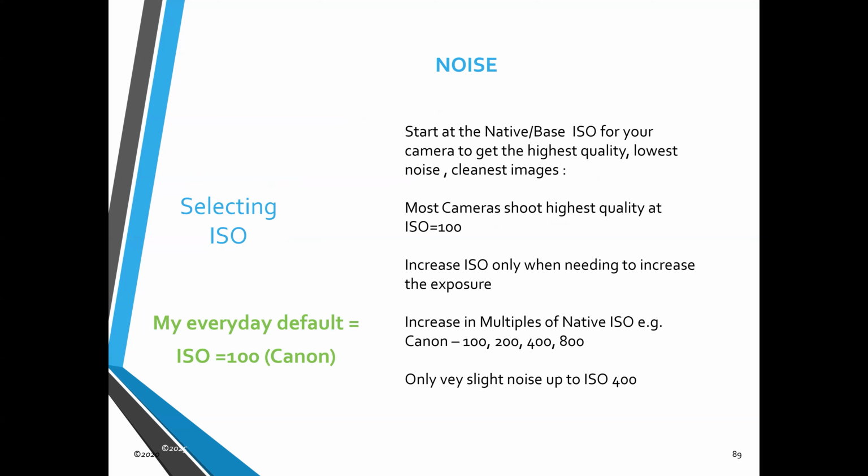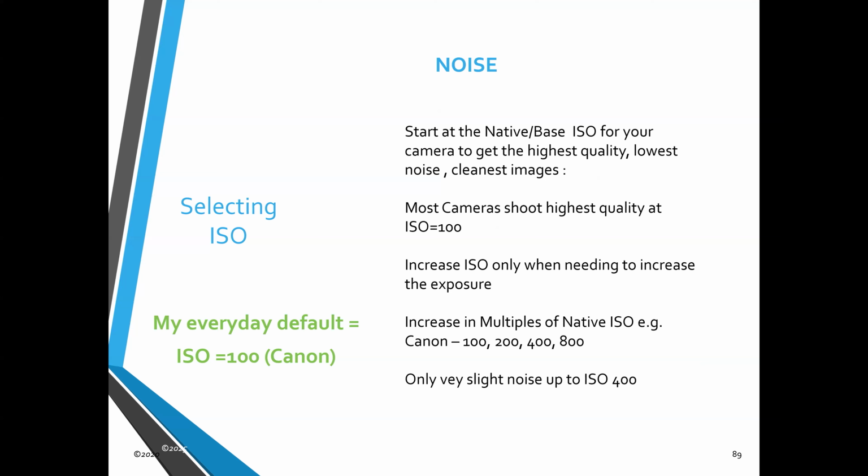So what we call native ISO or base ISO in our cameras. Different cameras have what they call their base ISOs, but most of them are around about ISO equals 100. So at ISO equals 100, you can guarantee to get almost zero noise. That's the sensitivity in which there is no amplification of how the electrical signal is stored from those photons of light. So that's what we always start with.